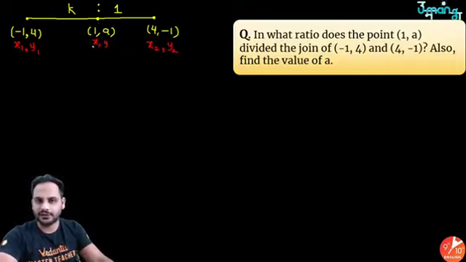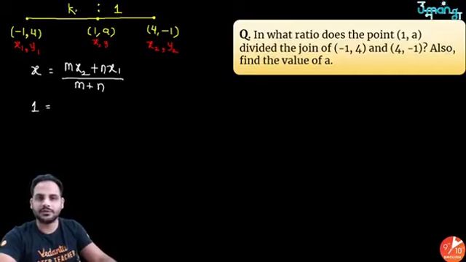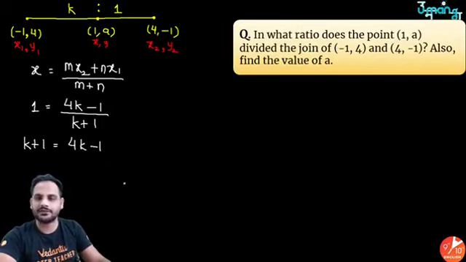For this point I know the x coordinate which is dividing it. I don't know the y coordinate. So let us start with the x coordinate. We know x is equal to (m x2 + n x1) divided by (m + n). So x coordinate 1 is equal to, m is k, k into x2, so k into 4 is 4k, and 1 into minus 1 is minus 1, divided by k plus 1. Shift k plus 1 over there. So you are getting k plus 1 is equal to 4k minus 1.